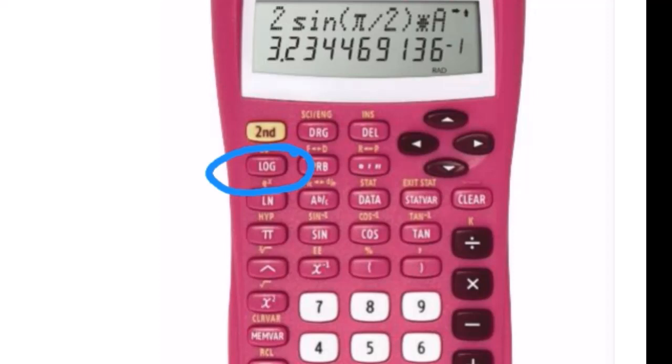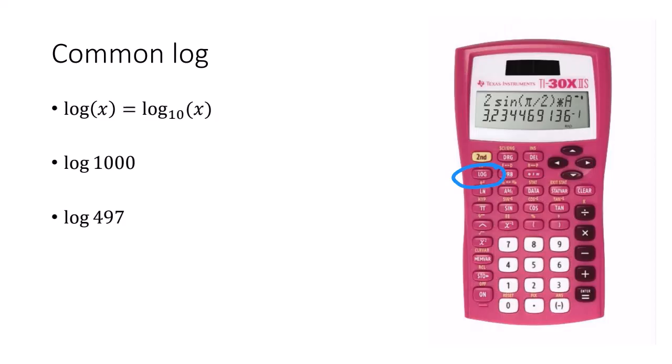Kind of like the square root where you don't write the index of 2. So it's kind of nice that you have something in the calculator and you don't have to do powers, but you could if you wanted to. This is saying log base 10. This would be 3. See how it's 1, 2, 3 zeros?